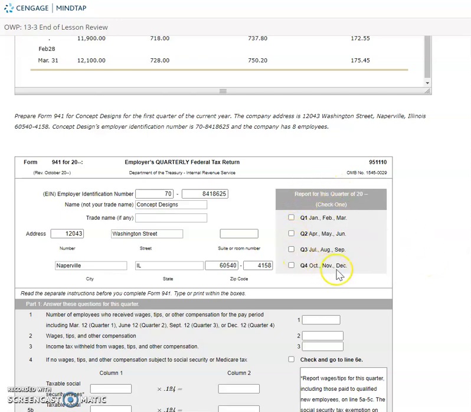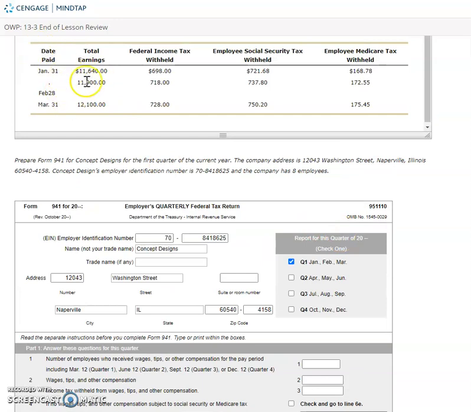We also need to check which quarter we are filling this out for. It does tell us in the directions that we are doing this for the first quarter. The other clue too is when we're looking at our earnings and taxes, January, February, and March, that is our first quarter.